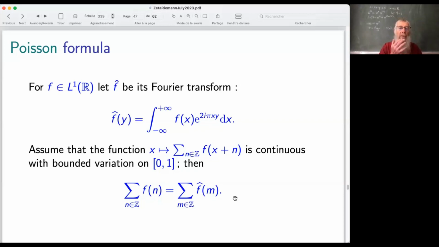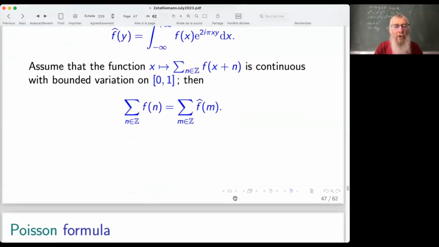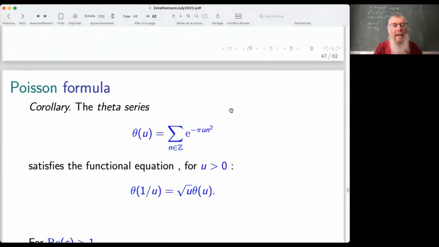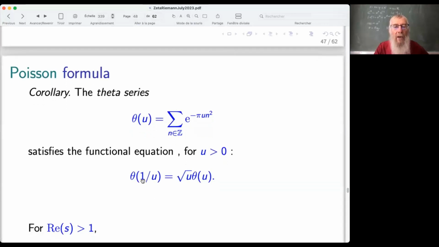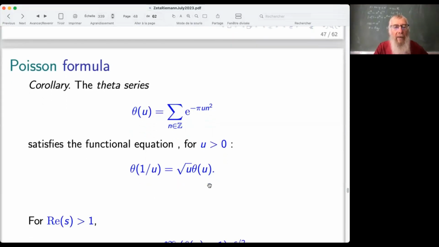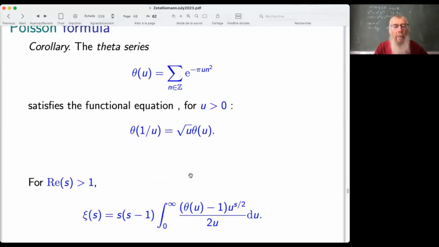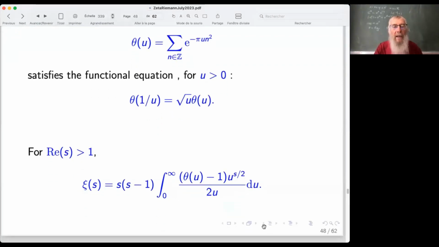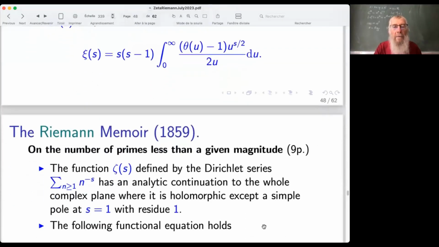Well, if you saw it in the course, then it's okay. If you never saw it, I will not say too much about it, but I will just say that using this formula, if you look at the theta series, theta of u, which is the sum of exponential minus pi u n square for n in Z, then it satisfies the functional equation: theta of 1 over u is square root of u theta of u. And thanks to that, we prove that xi of s is s(s minus 1) times the integral of theta of u minus 1, u to the s over 2, divided by 2u du. So this is an integral formula for the xi function.